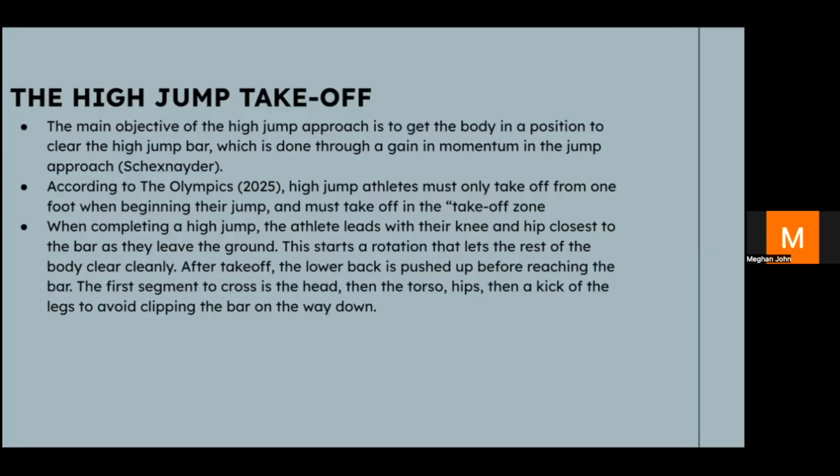When completing a high jump, the athlete leads with their knee and hip closest to the bar as they leave the ground. This starts a rotation that lets the rest of the body clear cleanly. After takeoff, the lower body is pushed up before reaching the bar. The first segment to cross is the head, then the torso and hips, then a kick of the legs to avoid clipping the bar on the way down.